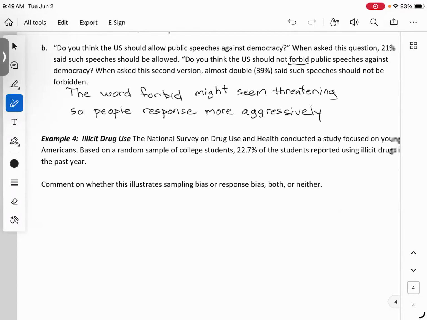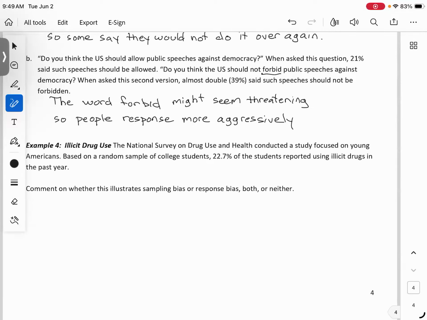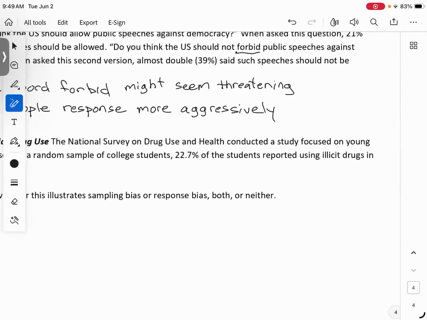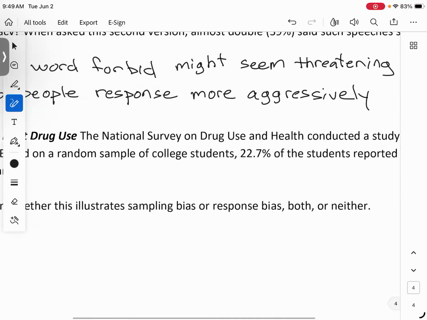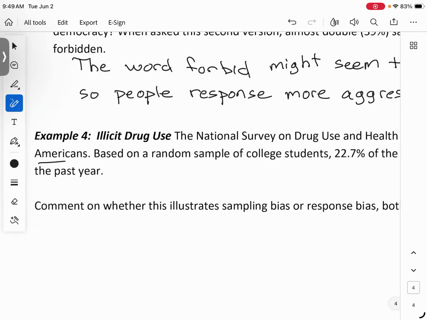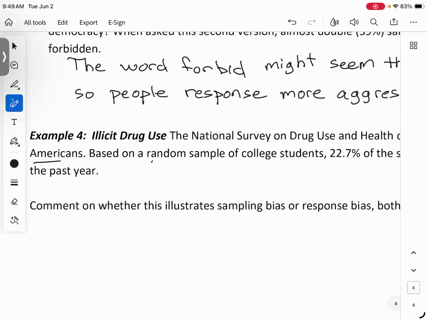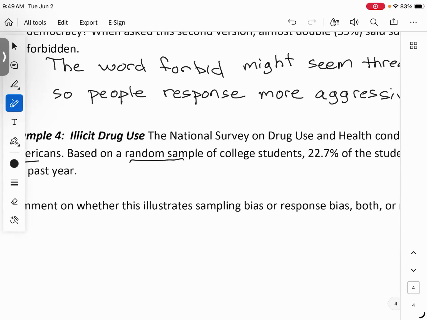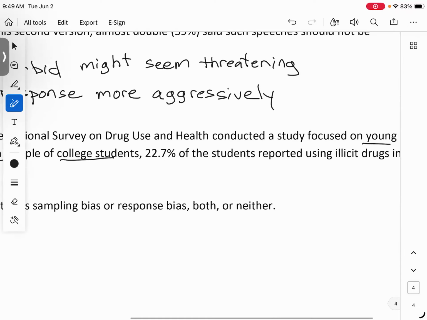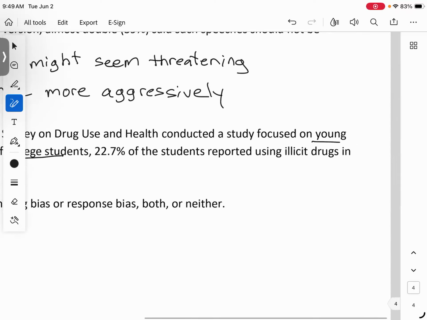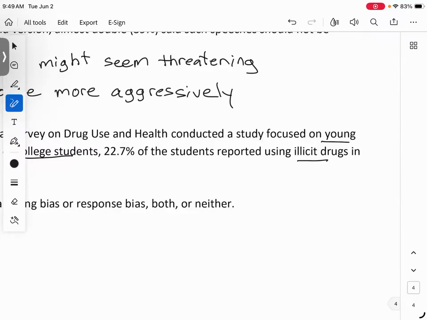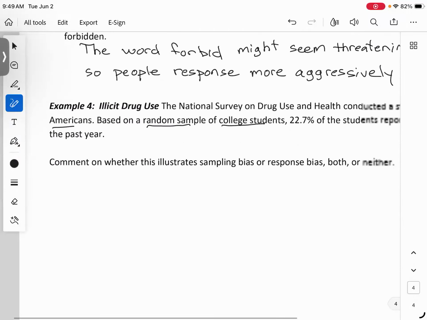All right, and then I want to give you just one more example. It says the National Survey on Drug Use and Health conducted a study focused on young Americans. Okay, so that's the target, young Americans. They used a random sample of college students, and 22%, that's the result, said that they had used illicit drugs in the past year.